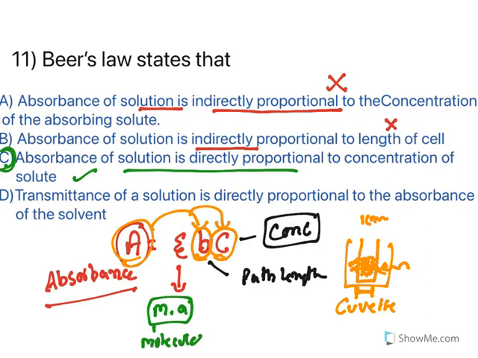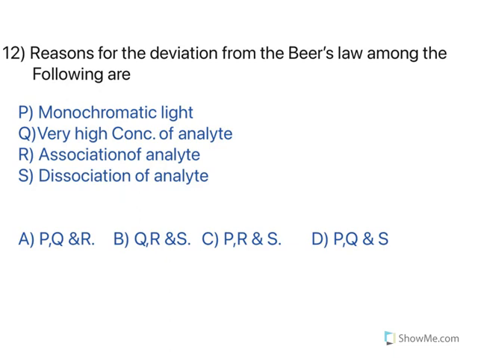Transmittance of a solution is directly proportional. No, this is not correct. It is absorbance, not the transmittance. Transmittance is opposite to absorbance. So Beer's law: absorbance is directly proportional to concentration as well as path length of the cell. Moving to the next one.